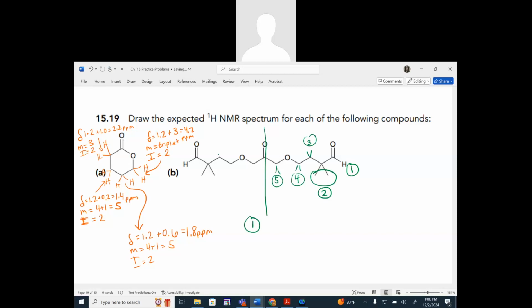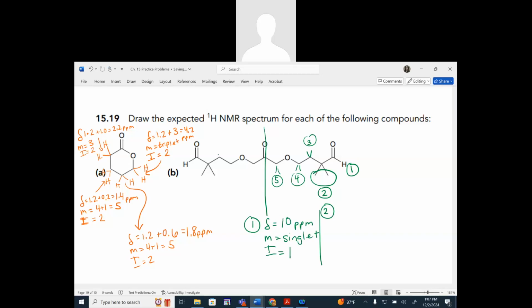So for our first proton, if you recall from the table, table 15.1, or 15.2 rather, this is an aldehydic proton. So the proton of an aldehyde functional group would be around 10 ppm. The multiplicity here is going to be a singlet because there are no neighbors, and the integration would show just 1 proton there. Let's take a look at what we would see for the group of protons 2 here.